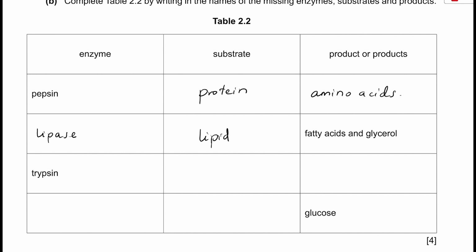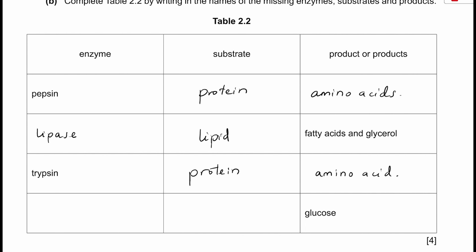Then we have trypsin. Now trypsin is an enzyme that acts on proteins also. So the substrate is going to be a protein. But what will be the product? The product is going to be an amino acid. Then we have glucose as a product. What is a substrate when we have glucose? When we have glucose, substrate can be starch and enzyme can be what?